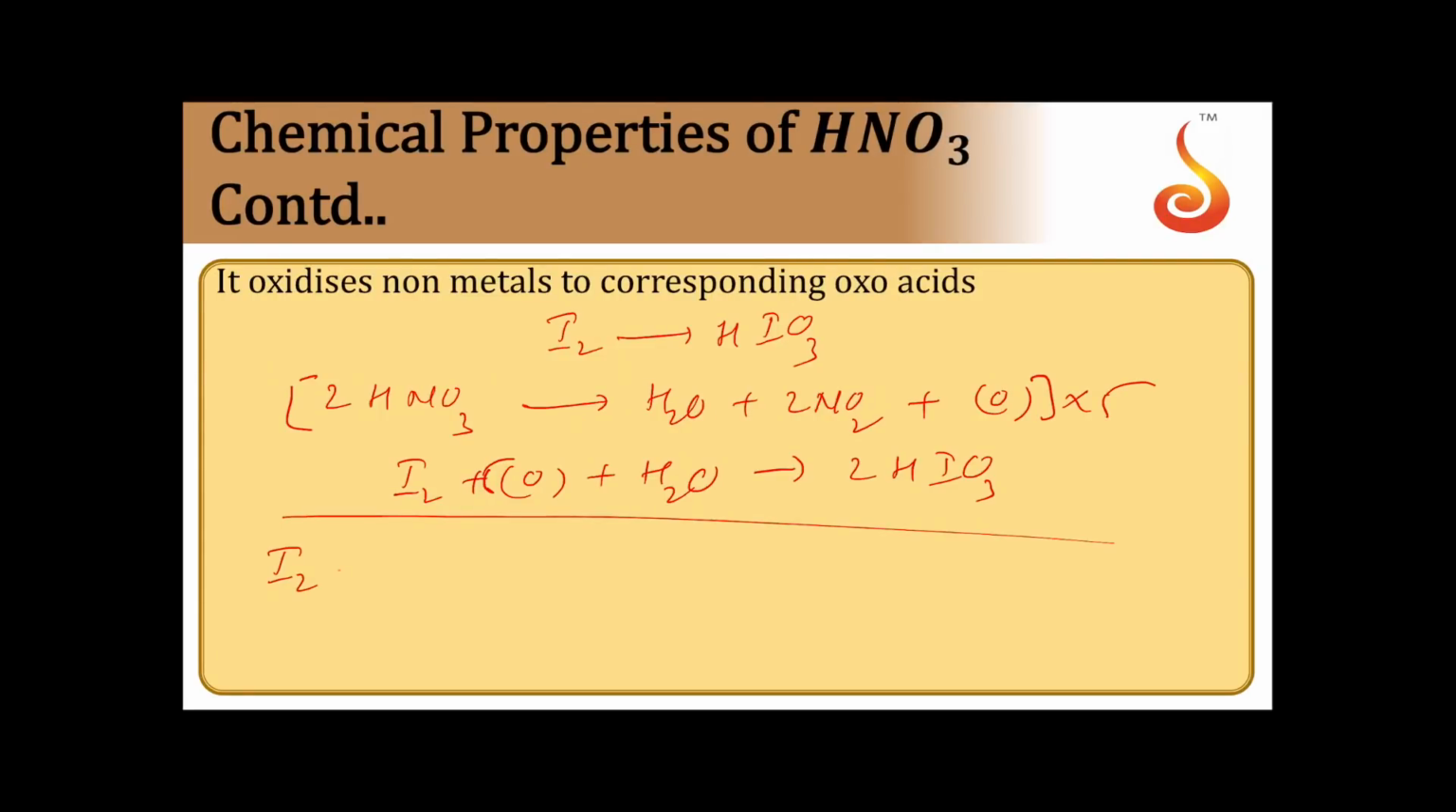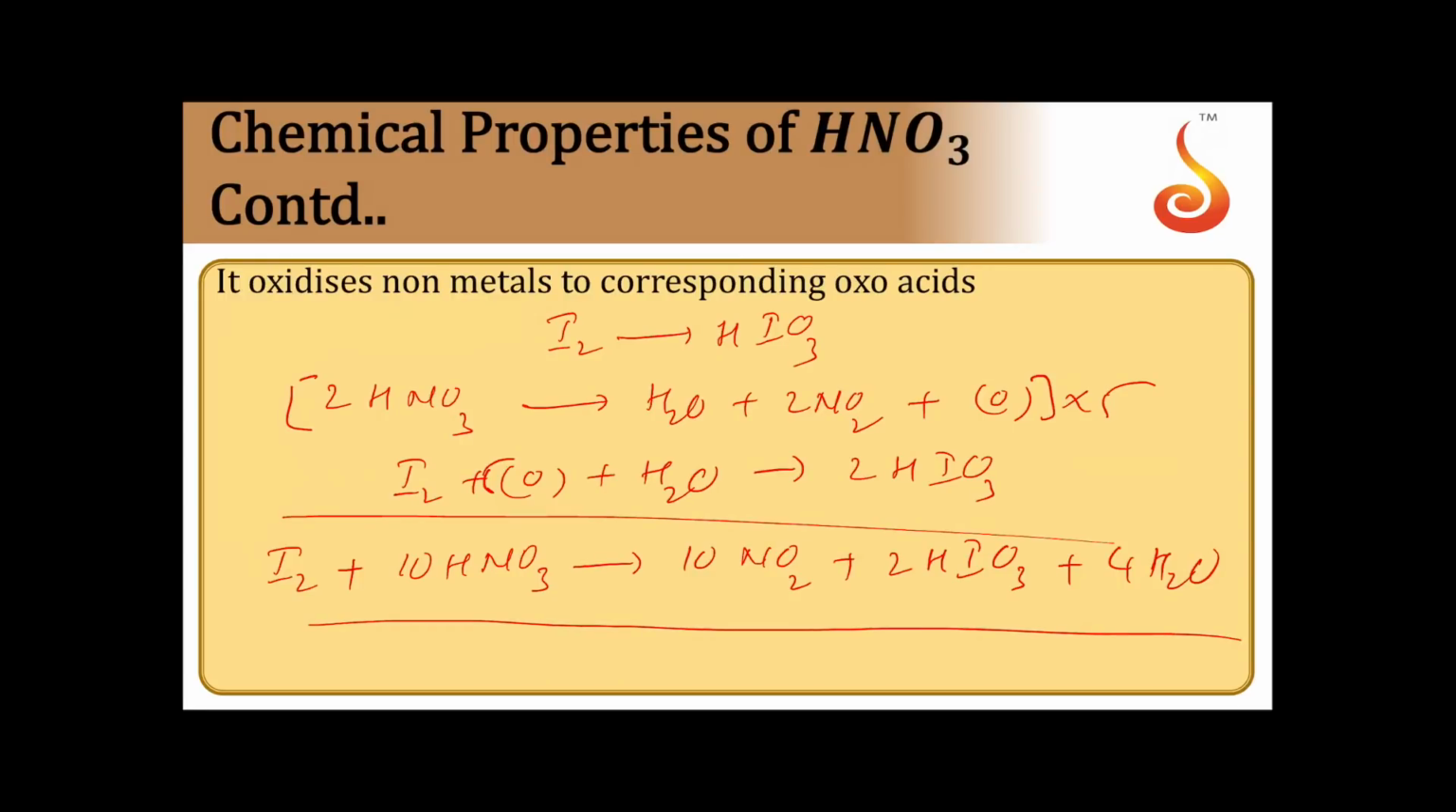Adding, we get I2 plus 10 HNO3 giving rise to 10 NO2 plus 2 HIO3 plus 4 H2O. Again 4 H2O we have here, since these two are coming here, so 4 H2O.